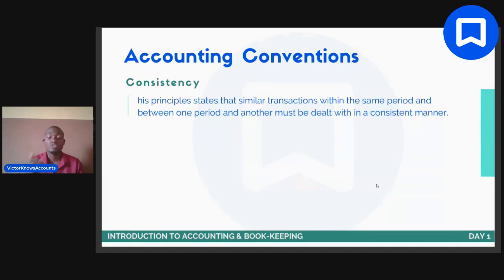You should do the same things over time. Similar transactions should be treated the same way over time. It's not that you treat an item as an asset now, and the next time you are treating it as an expense. Do you understand that? Are we together? You should treat it as an asset consistently. Of course, your first treatment must be seen to be correct. Right? Is that fine?